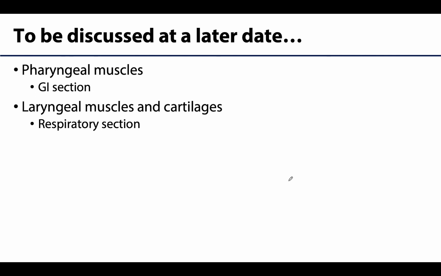Now there are many, like I said, many muscles associated with the neck and the back. We went over some of the big picture muscles for the back and some of the big picture muscles for the neck. There are some smaller muscles associated with the pharynx or the pharyngeal muscles, as well as the larynx. And you will talk about those in more detail in the GI section of this course, as well as the respiratory section of this course. So, not that these aren't important and aren't big picture, they'll just be covered elsewhere.